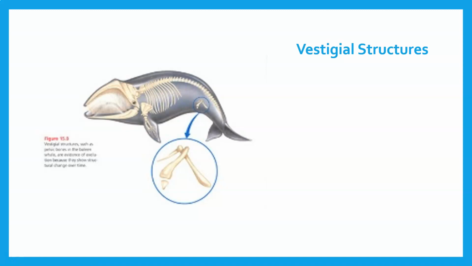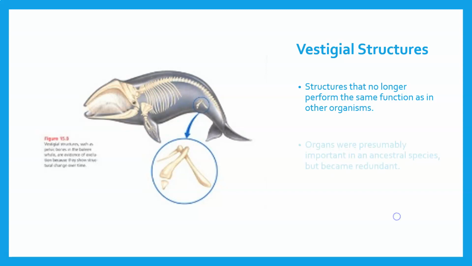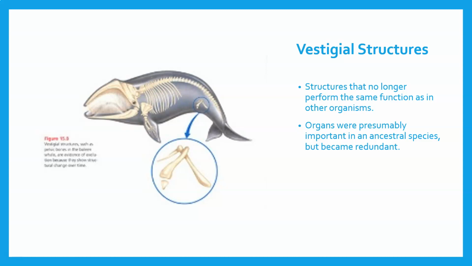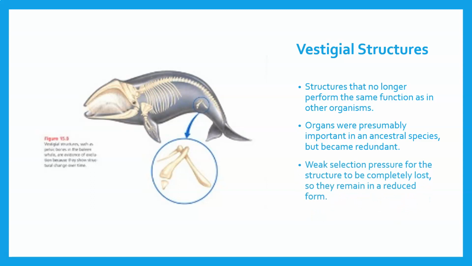Vestigial structures are also something that shows evolution occurs. What do we mean by this? These are structures that no longer perform the same function as they do in other organisms. Organs were presumably important in ancestral species, but have now become redundant. There is weak selection pressure for the structure to become completely lost, so they remain reduced in form. Our appendix is an example of this. It gives hints to the evolution of some organisms.